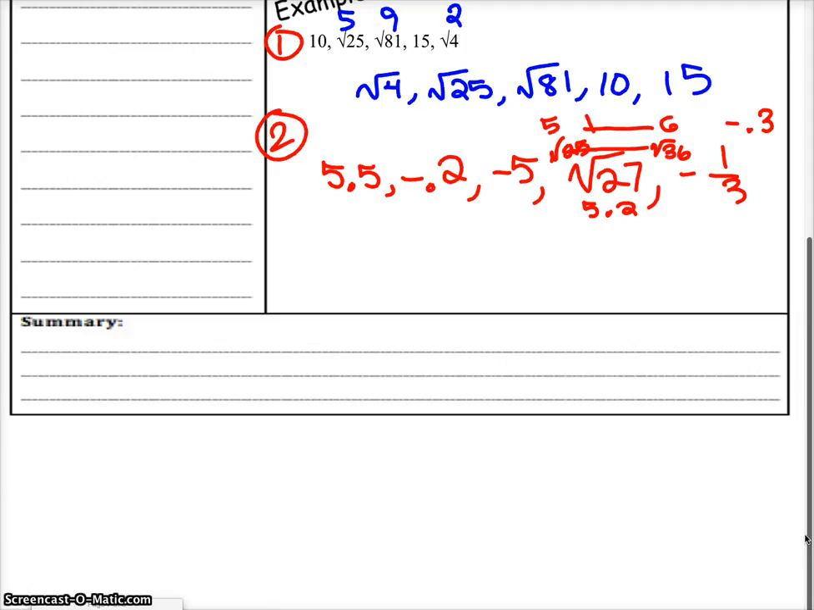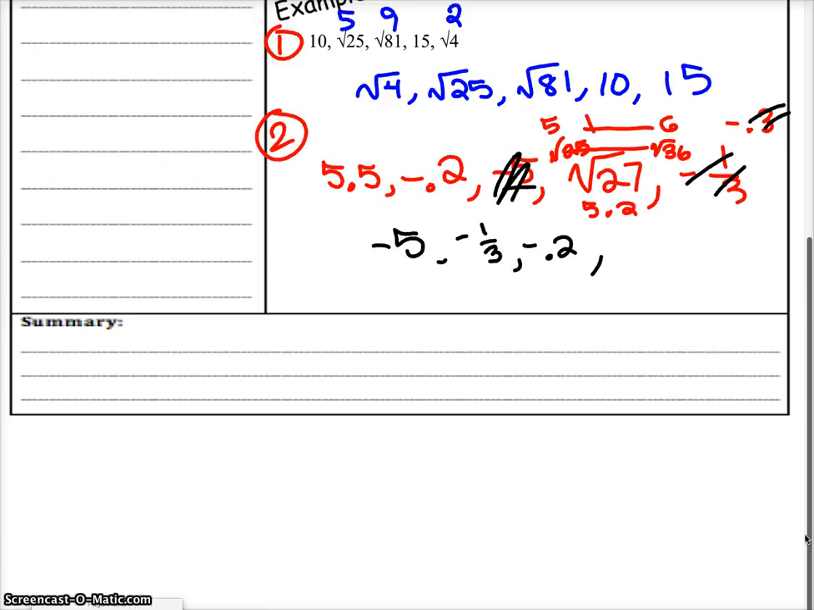And now I put in increasing order. The bigger the negative, the smaller the number is. So my biggest negative is this negative 5. So that goes first. That's my smallest number. The next smallest is the next biggest negative, and that looks like this negative 0.3. But negative 0.3 was given to me as negative 1/3. My next, well, I only have one more negative, so that would be negative 0.2.